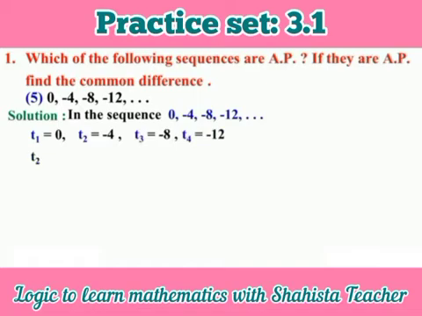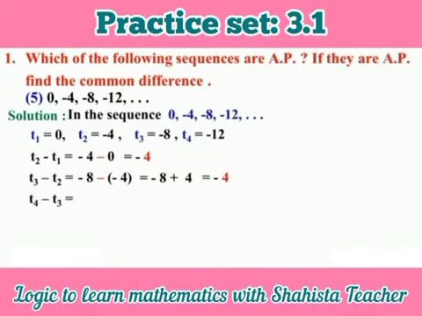So here T2 minus T1, that is equal to minus 4 minus 0, which gives us minus 4, with the negative sign. T3 minus T2, which gives us minus 8 minus inside bracket minus 4. Minus minus becomes plus. So minus 8 plus 4. So 8 minus 4 is 4, and with the negative sign, minus 4.